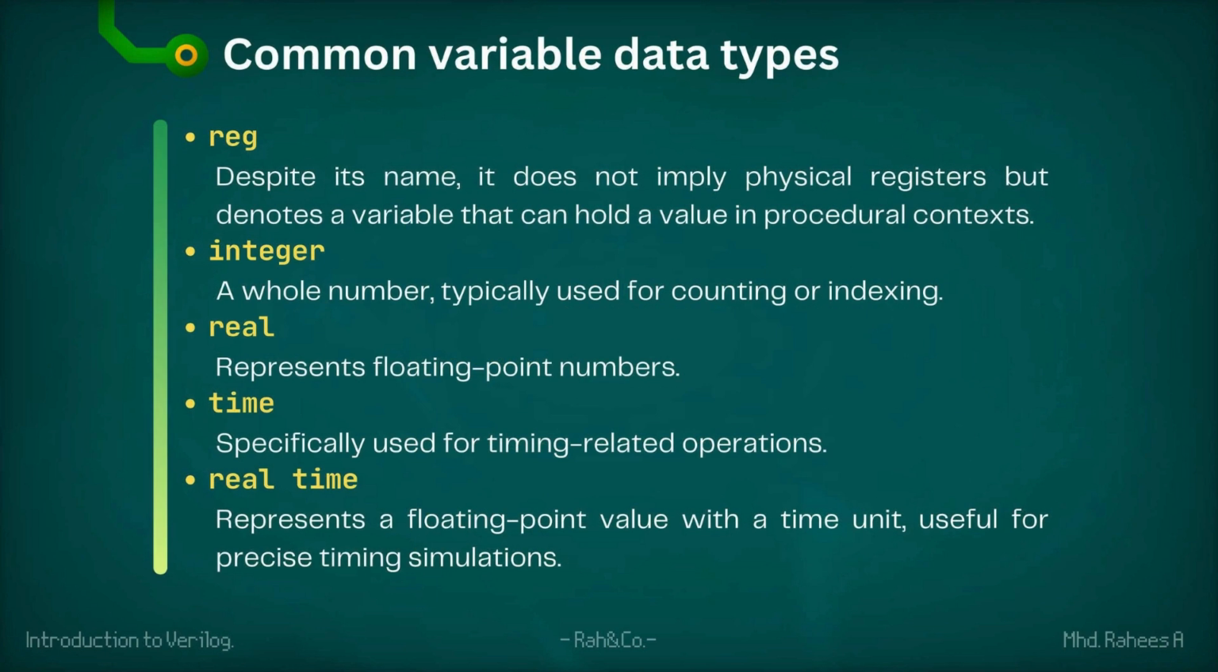Common variable data types. First one is reg. Despite its name, it does not imply physical registers, but denotes a variable that can hold a value in procedural contexts. It can be useful for modeling state elements or temporary storage. Next one is integer, a whole number, typically useful for counting or indexing. Another one is real, represents floating point numbers, useful for modeling analog behaviors. Next, time, specifically used for time-related operations. Real time represents a floating point value with a time unit, useful for precise timing simulations.